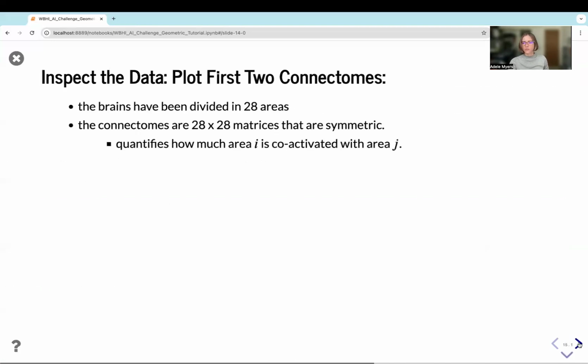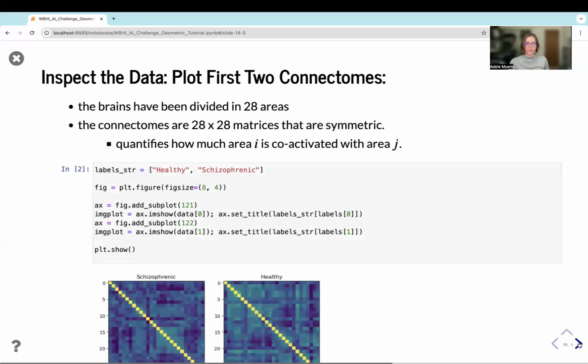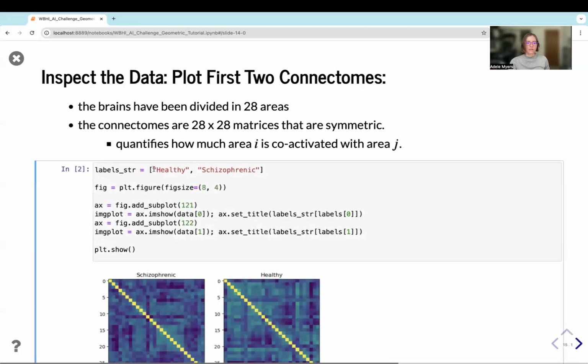Before we do any sort of machine learning, it's always good practice just to inspect the data. So the brains have been divided into 28 areas. The connectomes are 28 by 28 matrices that are symmetric. We're just going to create a figure that shows the first two data points in our connectome data set. This is actually what I showed you earlier when I was introducing functional connectomes.